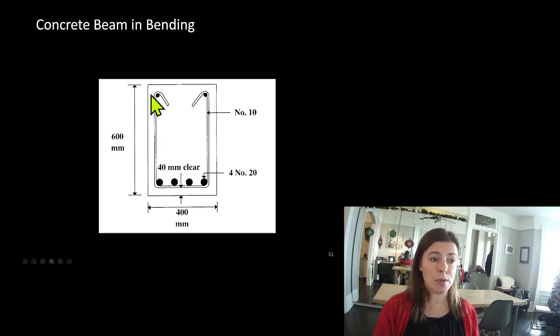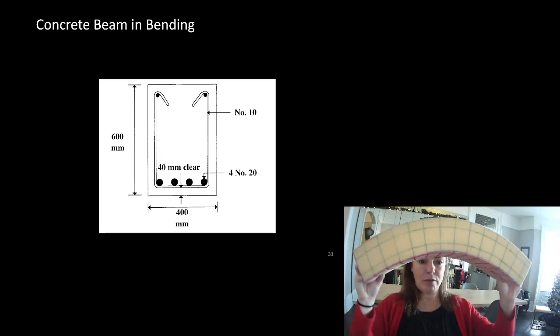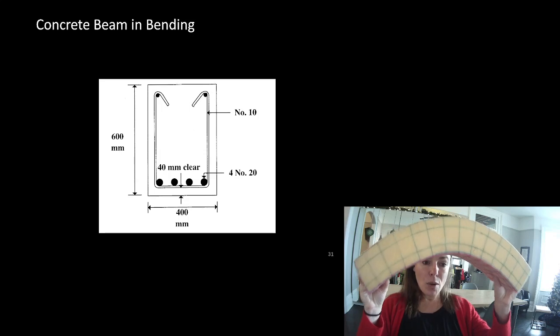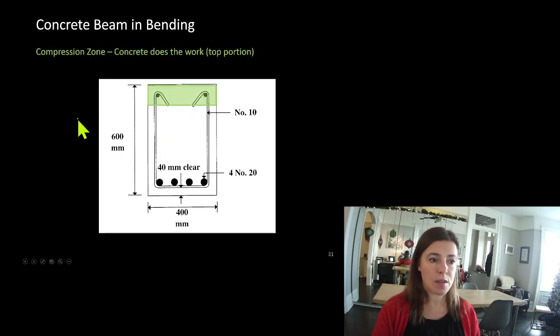Sometimes we actually use them in our calculation. There are conditions where our beams have reverse bending. In those conditions, we need steel at the top to also do the job of tension steel for reverse bending. So let's take a look.